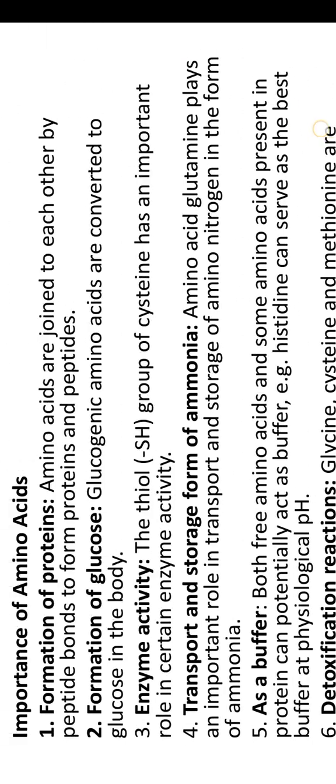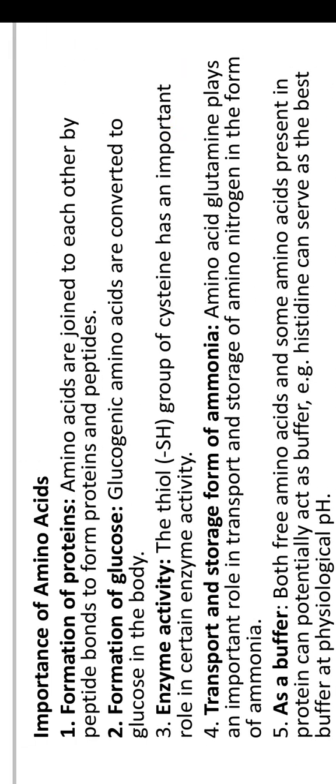Next, we see the functions of amino acids, that means the importance of amino acids. First, formation of proteins. Amino acids are joined to each other by peptide bonds to form proteins and peptides. Next, formation of glucose. Glucogenic amino acids can be converted into glucose in the body, whereas ketogenic amino acids can be converted into ketone bodies. Enzyme activity. The SH group of cysteine has an important role in certain enzyme activity.